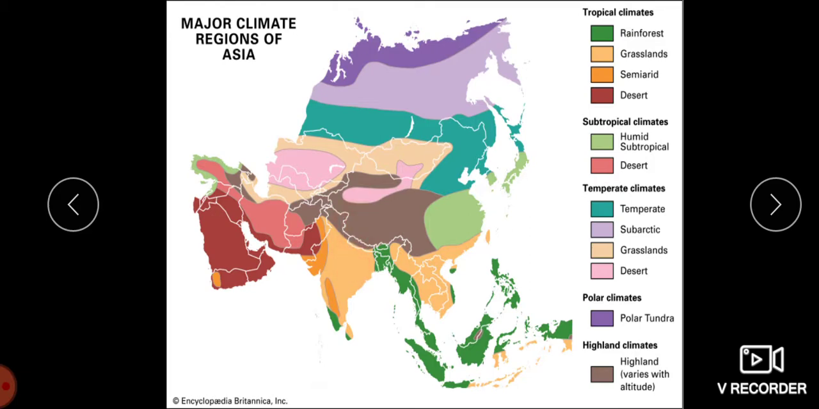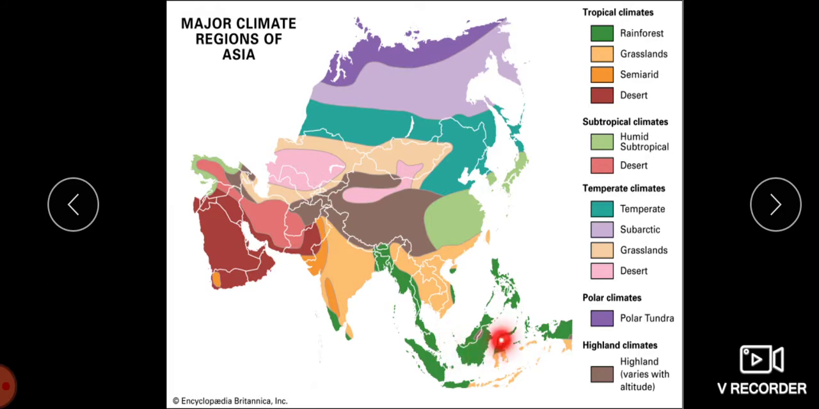The driest as also the wettest. We find varieties of climate in this continent due to several factors like the latitudinal extent, the physical features, monsoons, winds, etc. We can see here, children, we are having all these dark colors.